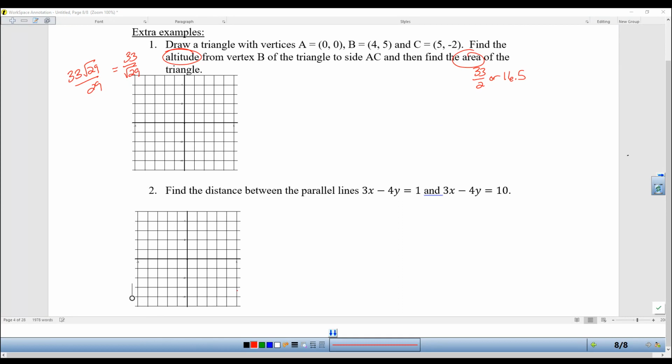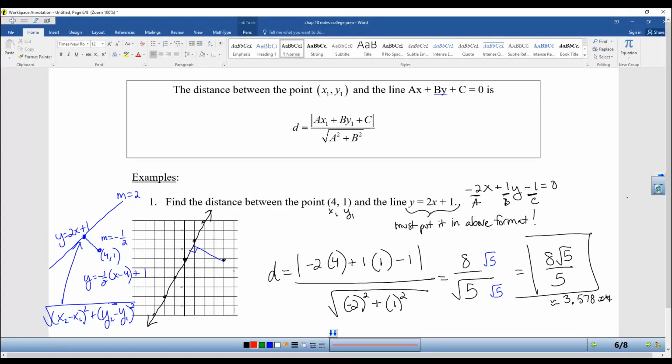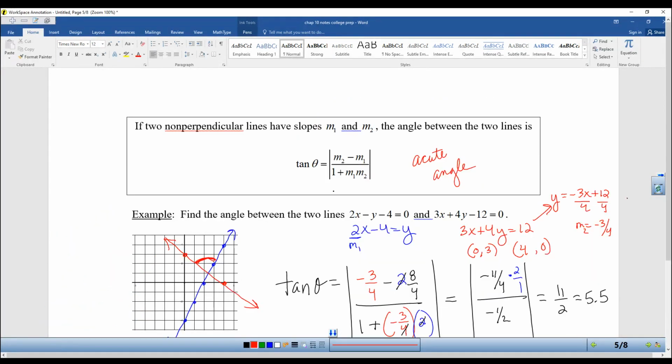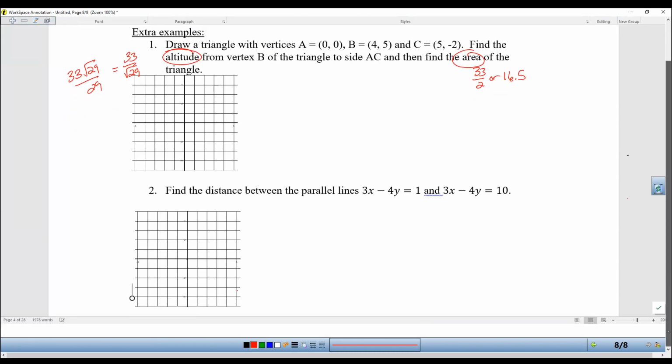All right, the distance between the parallel lines. So you're trying to find the distance between lines. So at first you might look at this and say, it's the distance between lines, then we're going to use this formula. But you should always draw it first, and as soon as we do, you'll see why.